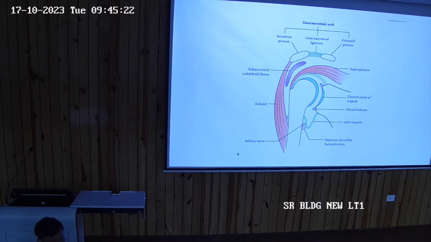The nerve supply of the joint is from the axillary nerve, mainly. Besides the axillary nerve, it is also supplied by the suprascapular nerve, and thirdly, from the musculocutaneous nerve. So all these three nerves are providing the nerve supply to the joint.